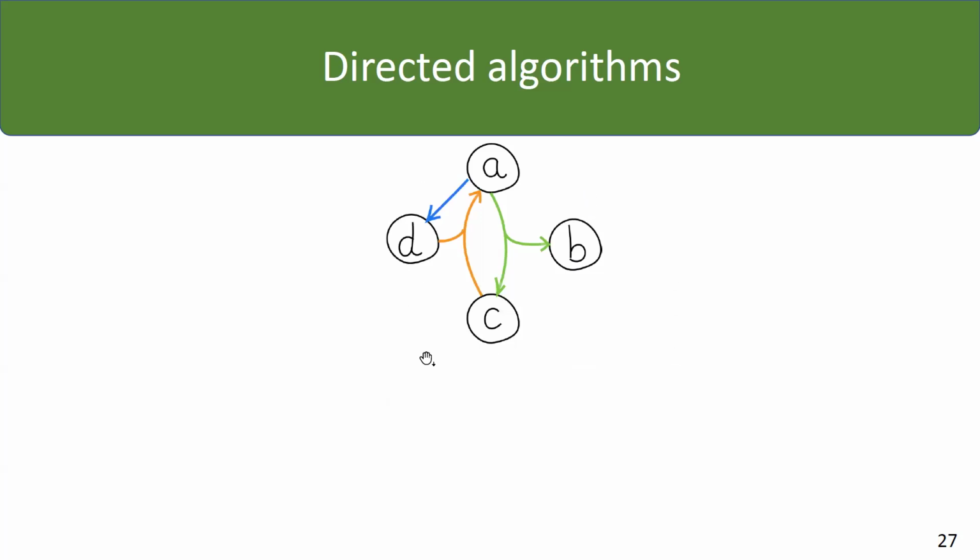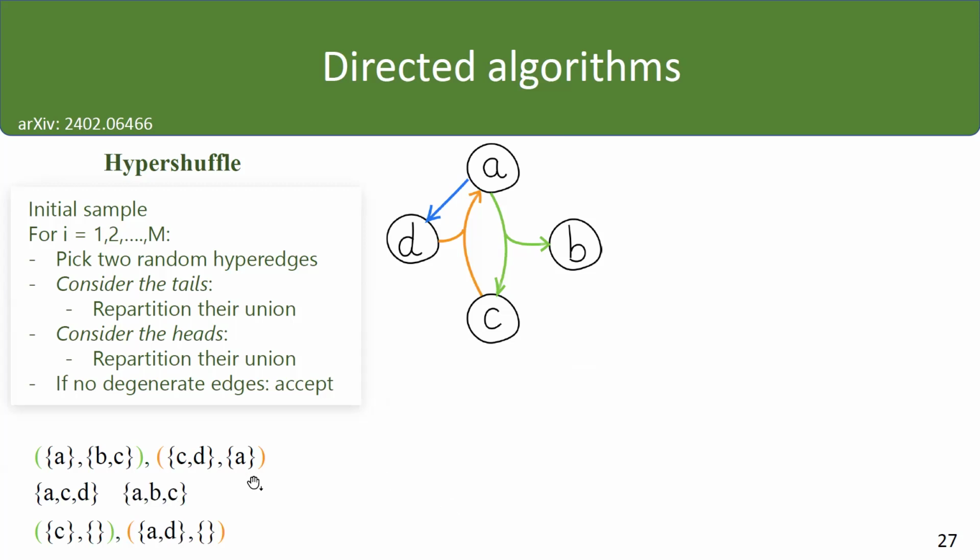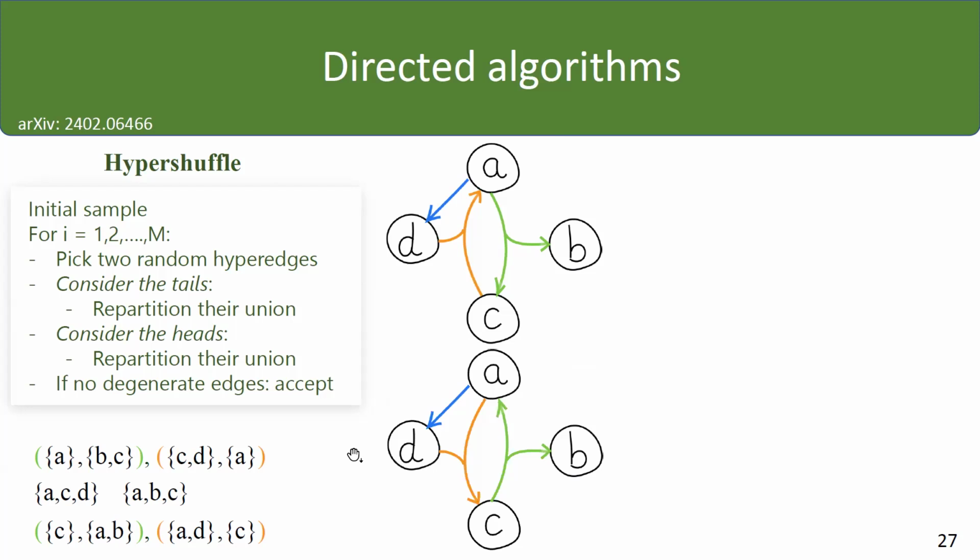So we're going to start with the small initial sample again. And this is the hypershuffle algorithm. It's almost the same as the undirected case, but now we pick two hyperedges here. And we're going to consider the tails and the heads separately. So first we're going to partition the tails and then the heads. So these are the two edges. I first look at the tails, so only A, C, and D. And we repartition. And then the same for the heads. So I pick B, C, A here, and we repartition. This is one step of the algorithm, and then we obtain this new graph.